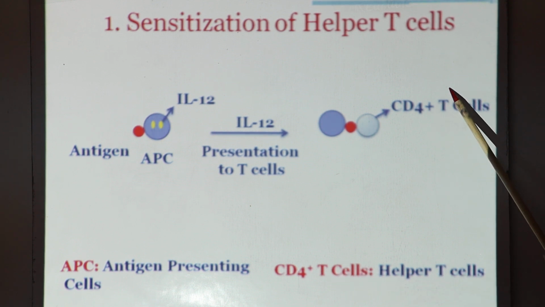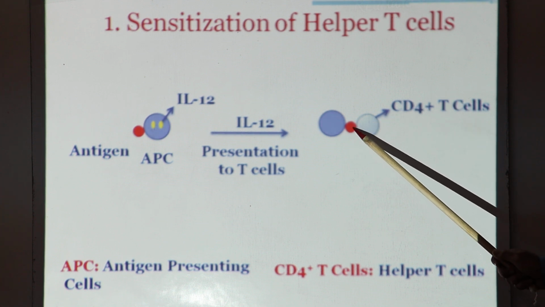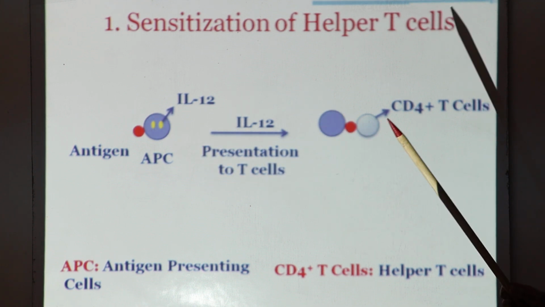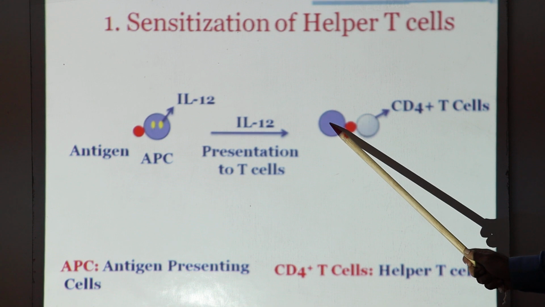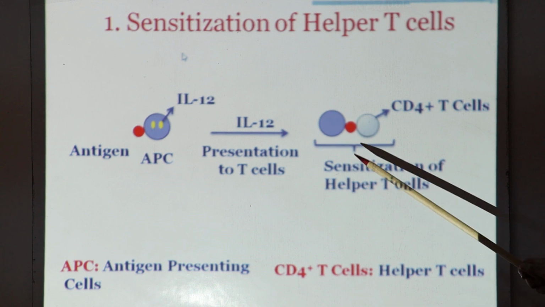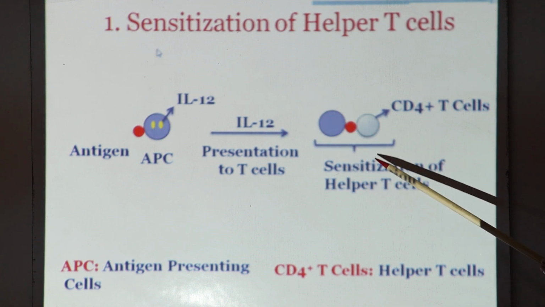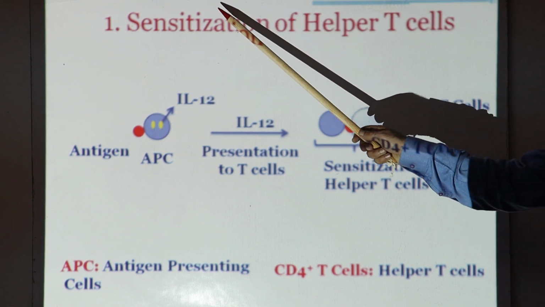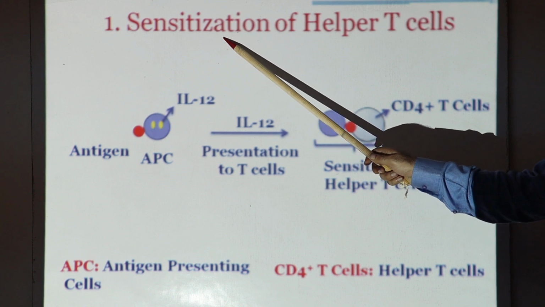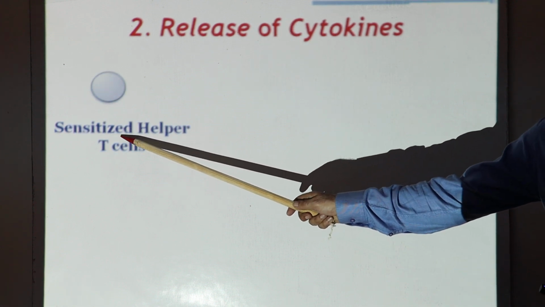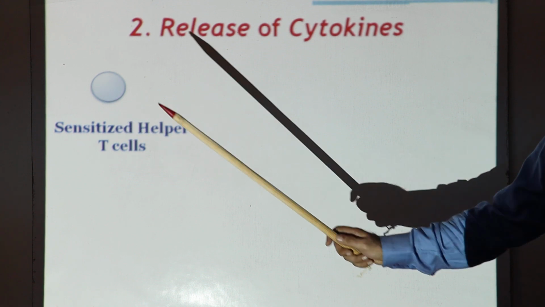Now what happens? These CD4 T cells encounter the antigen with the help of the antigen presenting cells. In other words, the antigen presenting cell is presenting antigen to helper T cells. So in this process, there is a sensitization of helper T cells, which is very important. This is the first step in type 4 hypersensitivity, sensitization of helper T cells. Second step, that is the release of cytokines. Now the helper T cells were sensitized.